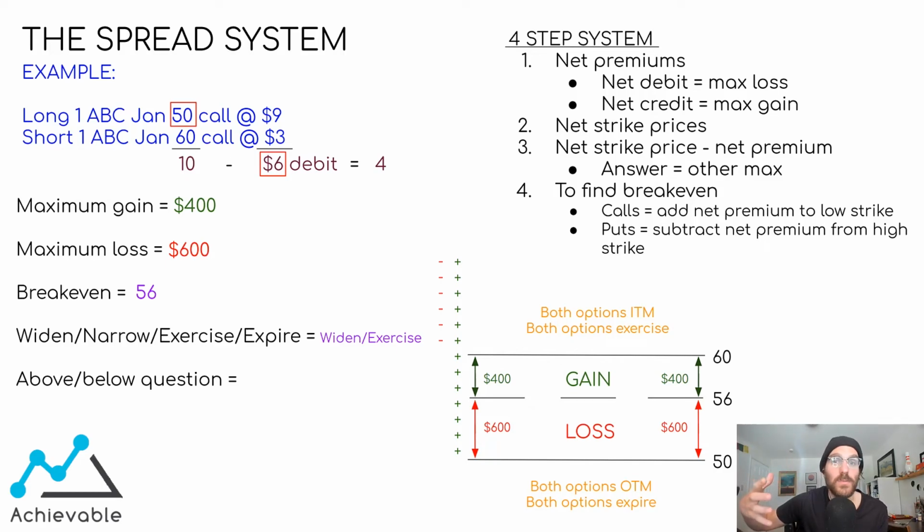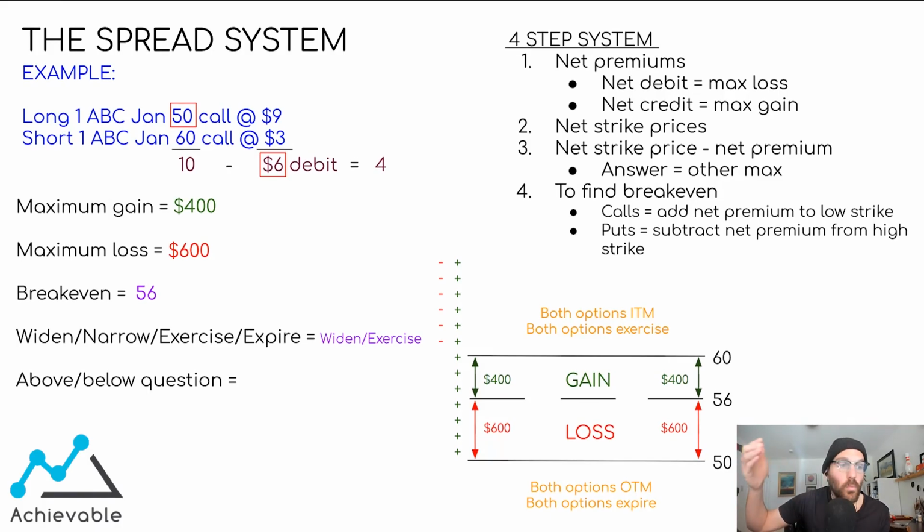And in the materials, we talk about how credit, narrow, and expire all have 6 letters in each of them, and that's a way to remember it. Widen has 5, debit has 5, and exercise has 7. All the words that have 6 letters in them go together. The words that don't also go together themselves.